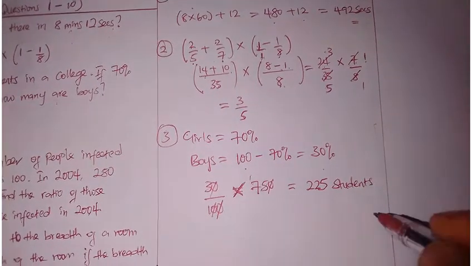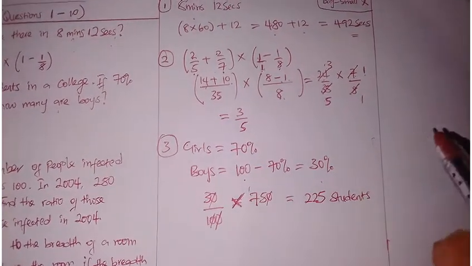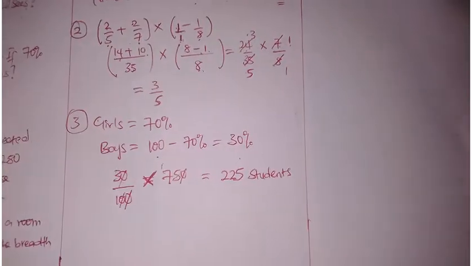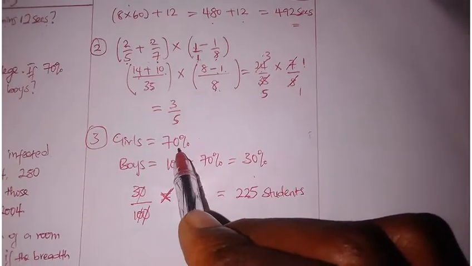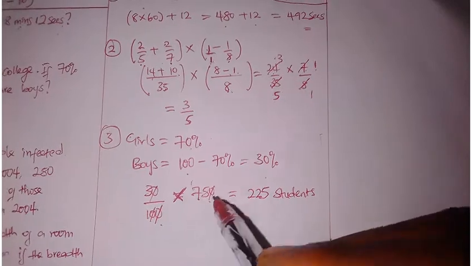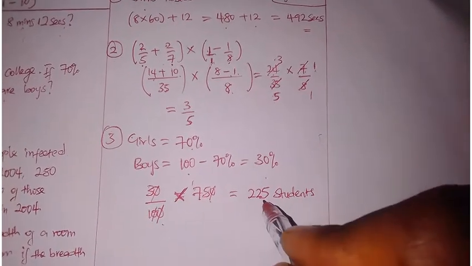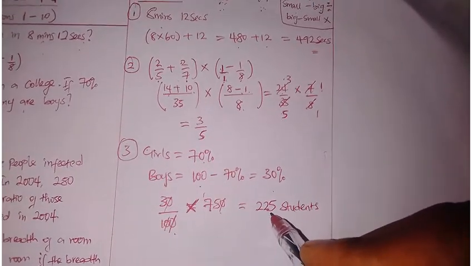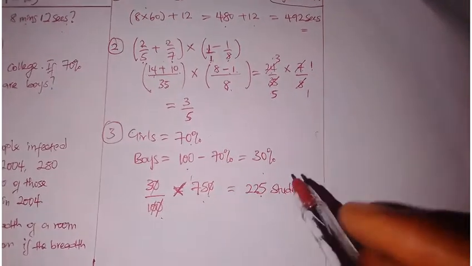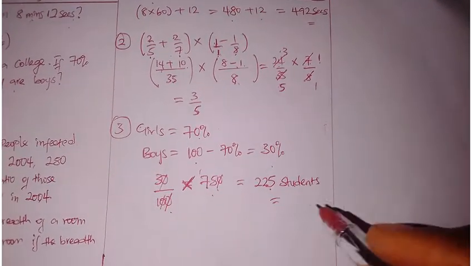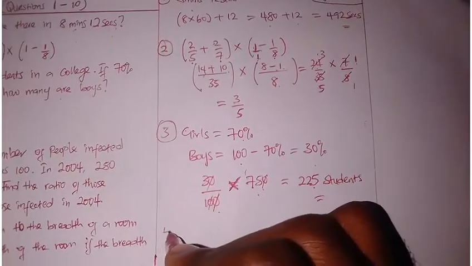as boys. Okay, so if in any case I also want to find out the girls, I'll just say 70 over 100 times 750. Or since I found out the boys, subtract this from 750 to get the girls.